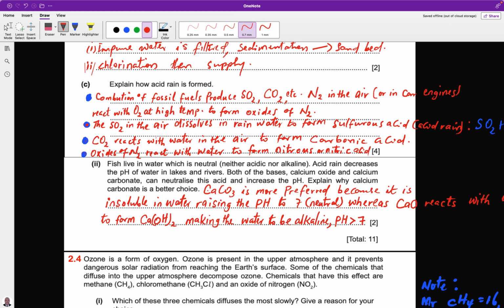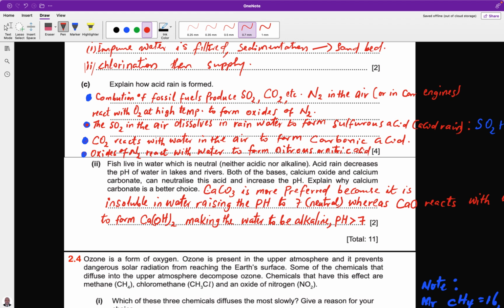Again, nitrogen from the air or nitrogen from car engines will react with oxygen in the air at a very high temperature, or during a thunder strike, to form oxides of nitrogen. And when they form oxides of nitrogen, now for the acid rain, there are 3 oxides: sulfur dioxide, carbon dioxide, and oxides of nitrogen.